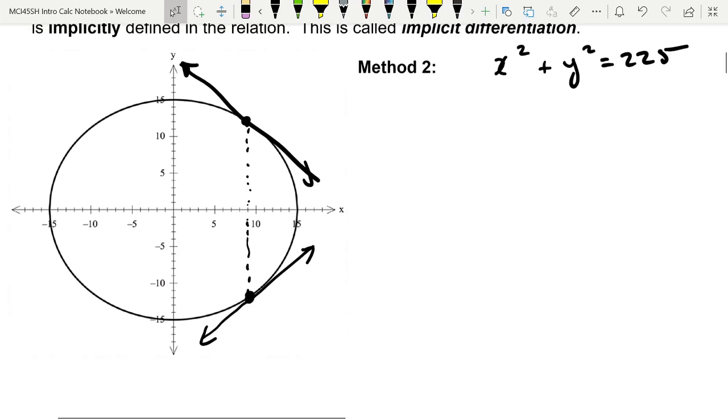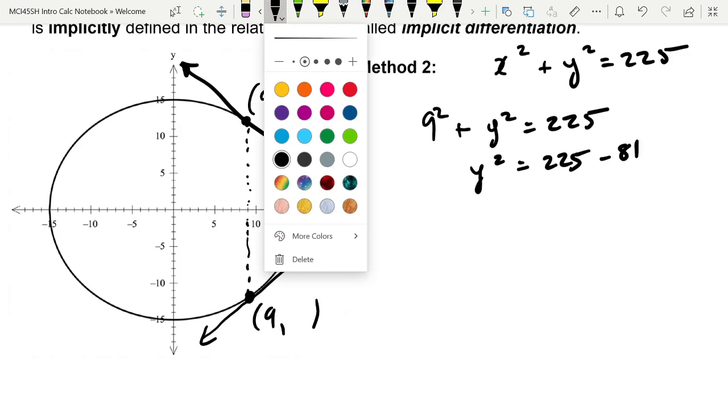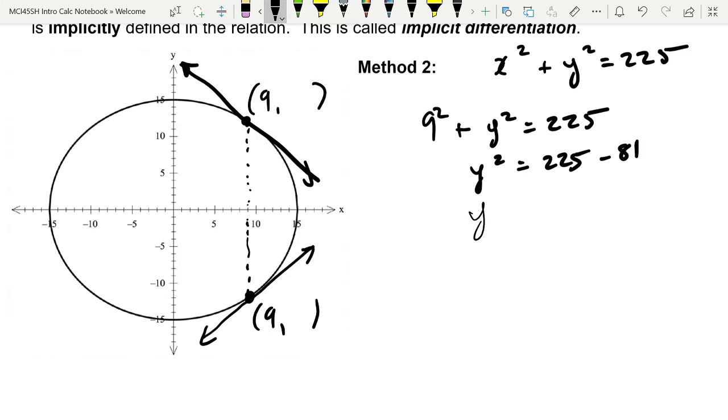I think maybe the first thing I'll do is figure out how much y is. So this is 9 comma something, and this is 9 comma something. Let's figure out the somethings. If x is 9, I have 9 squared plus y squared equals 225. So y squared is equal to 225 minus 81. So y squared is equal to 144. So y is equal to plus or minus 12.